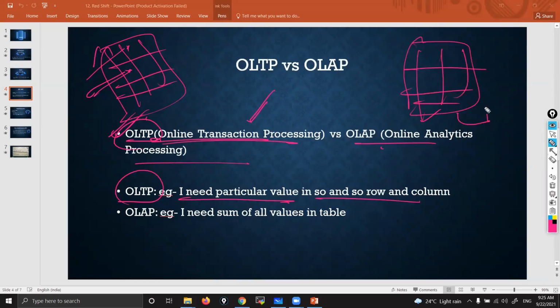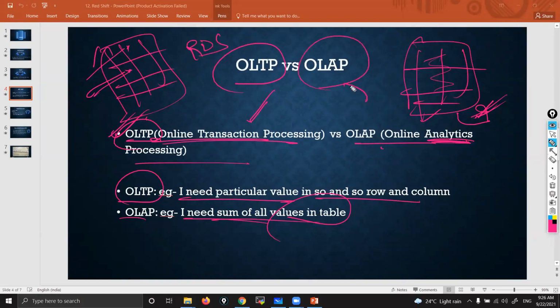OLAP means I want total output, total expenditure, total cost. You'll get this only after doing a lot of analysis, after larger calculation analysis only you'll get this, right? OLAP means I need the sum of values in it. So this is the normal database, RDS. You can think this kind of transaction happens in a data warehouse.